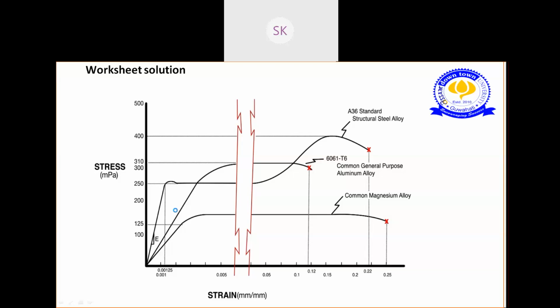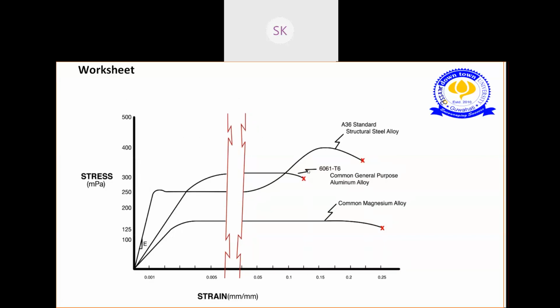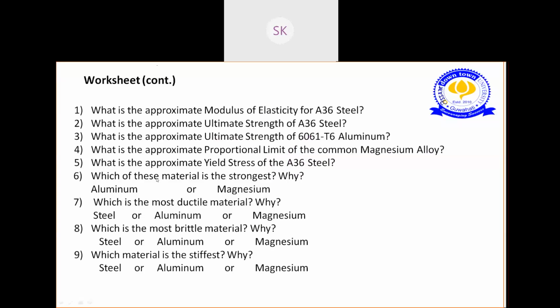Got it? Clear? Next, I have been asked to find the yield stress of A36 steel. Yield stress is nothing but the point where it shows deformation. So this will be 250 MPa. Till question number 1 to 5, is it clear or not?